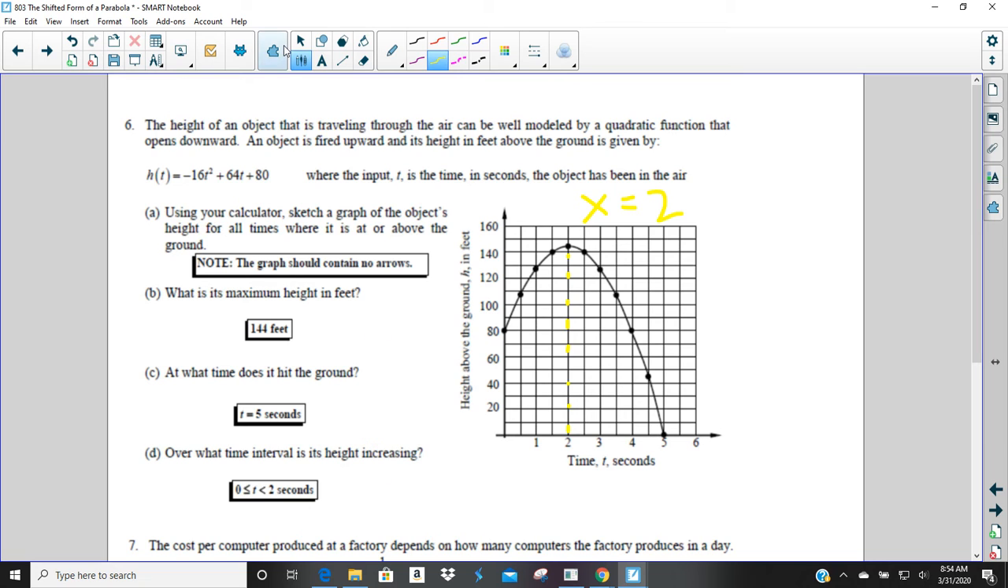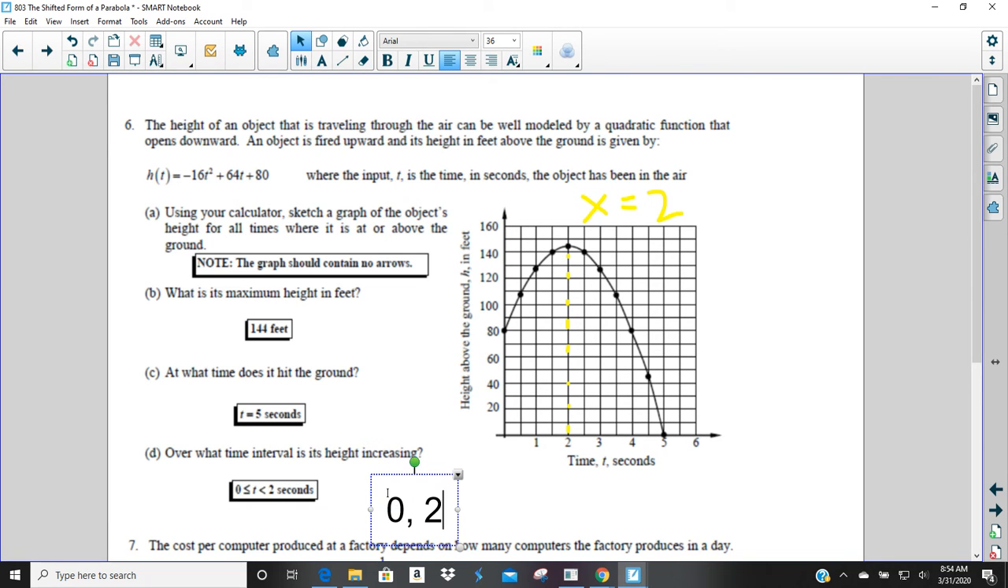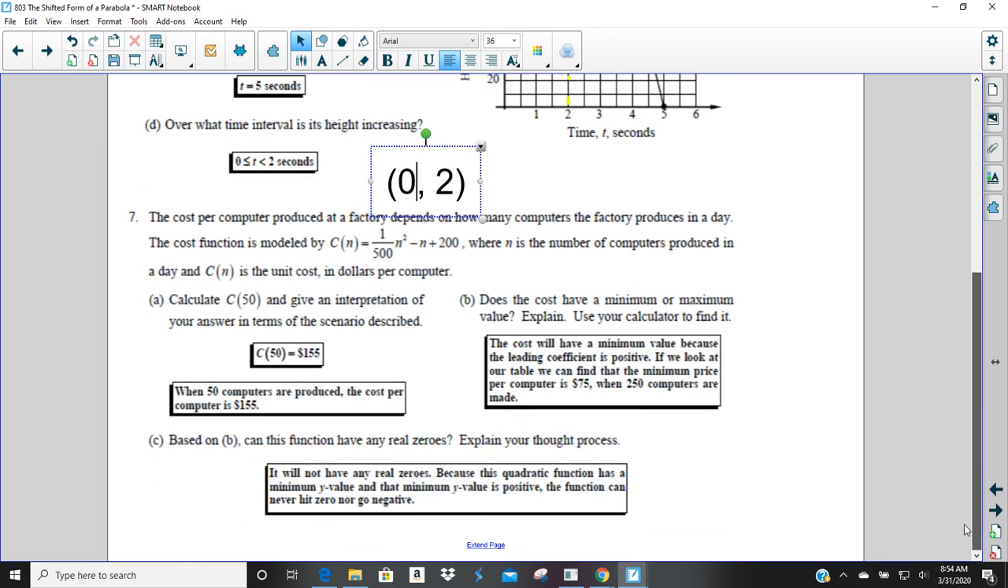Could I also write it as a coordinate point? As an interval? Absolutely. 0, 2, and I would put, in this case, parentheses around both sides. Where's my parenthesis button? Here it is, and here it is, okay? Oh, 0. There you go. Okay. So now let's go to the last question.